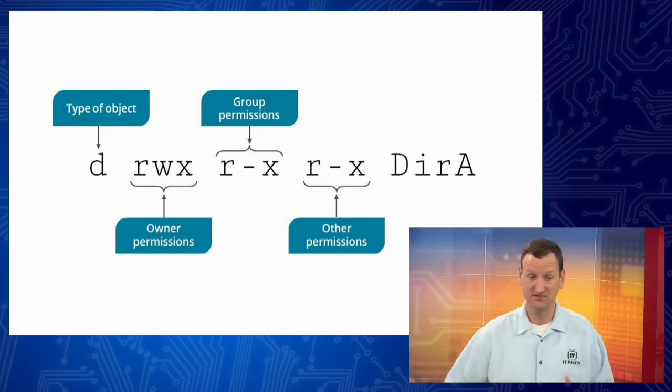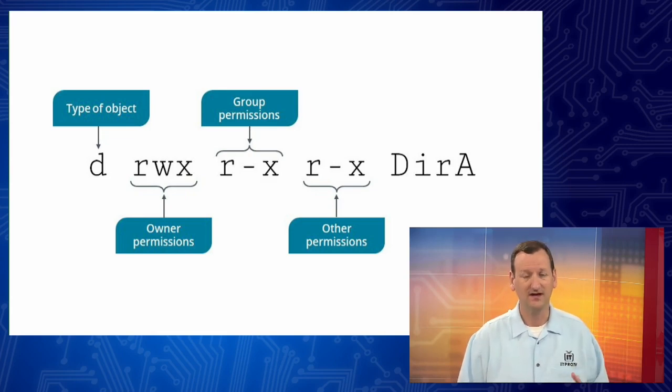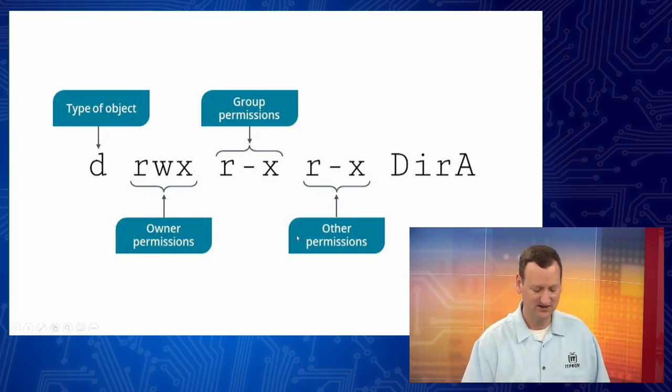I don't know. What group is it? What owner is it? Zach might be the owner, in which case, yeah, absolutely he's going to have access to directory A. But even without knowing the owner and the group, I do know that Zach would get read access because the other permissions are set to read.